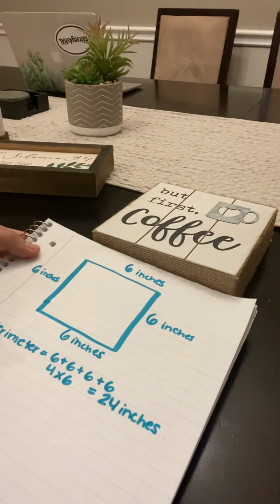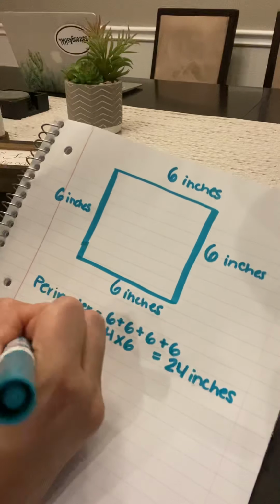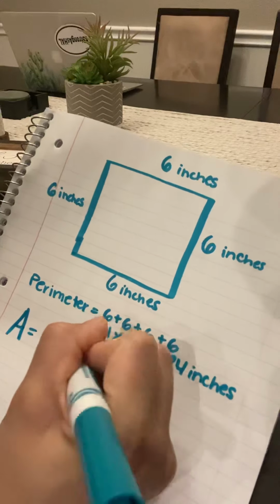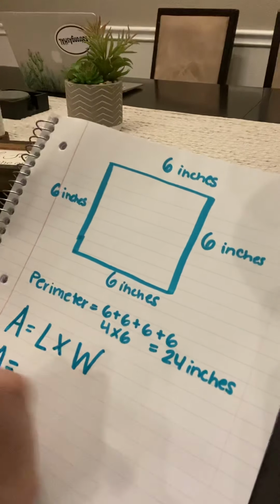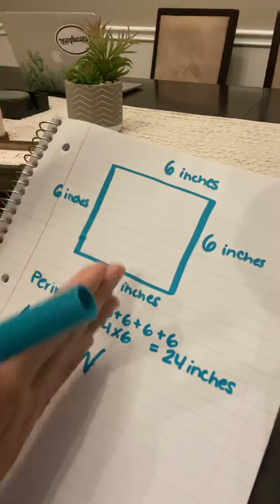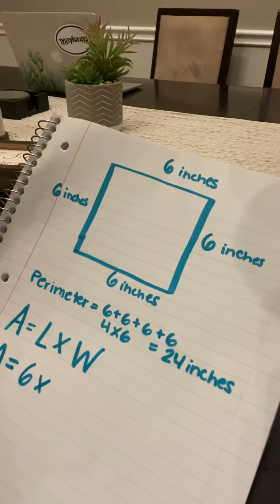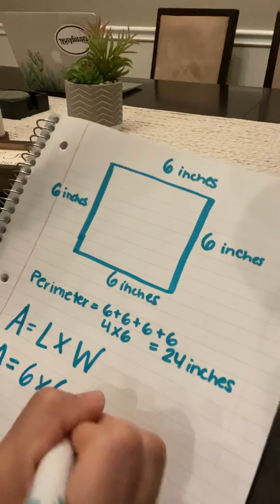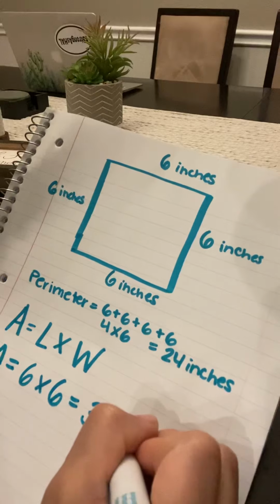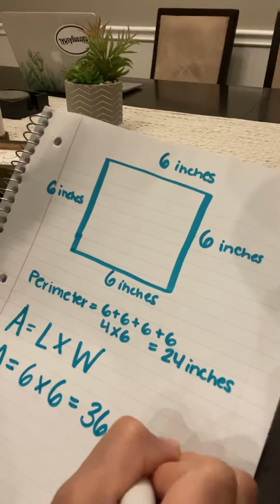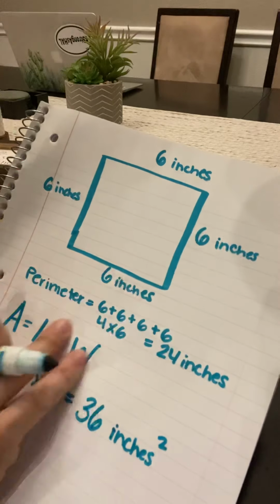Okay, next, we're going to determine the area. And we know that area equals length times width. So our area of this sign, our length, remember we go up and down, length makes an L, is 6 times our width is 6. So this sign covers 36 square inches. Okay, so I figured out this first sign.